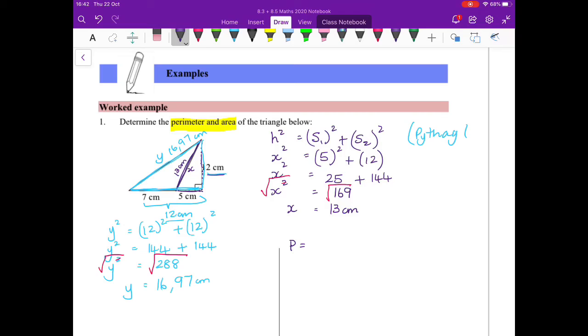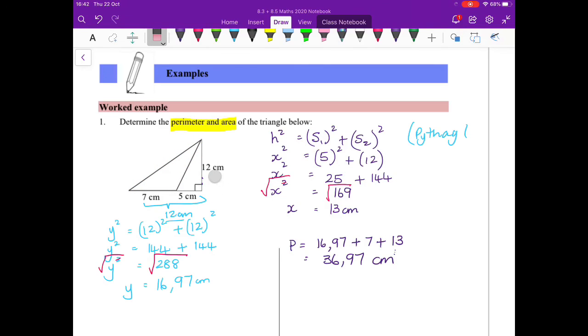So perimeter is going to be 16.97 plus 7 plus 13 plus 13. And if I add those together, I will get 36.97 centimeters. Don't forget your units, and remember this is one-dimensional. It is the outer edge, so actually there is an invisible one over there.